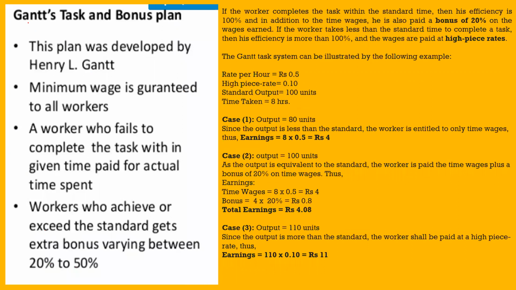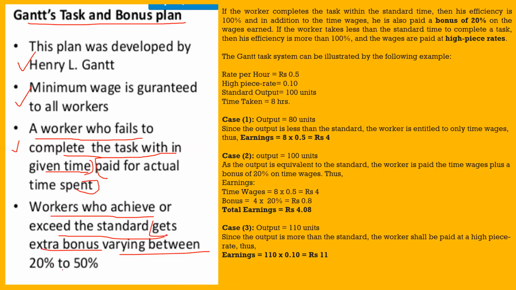Next, Gantt's task and bonus plan. This plan was developed by Henry L. Gantt. Minimum wages is guaranteed to all the workers. A worker who fails to complete the task within given time is paid for actual time spent. A worker who achieves or exceeds the standards gets an extra bonus varying between 20 to 50%. It varies depending on the company. A company may go for 20%, 30%, 40%, 50%, depending on the company's efficiency and capability of paying the amount.